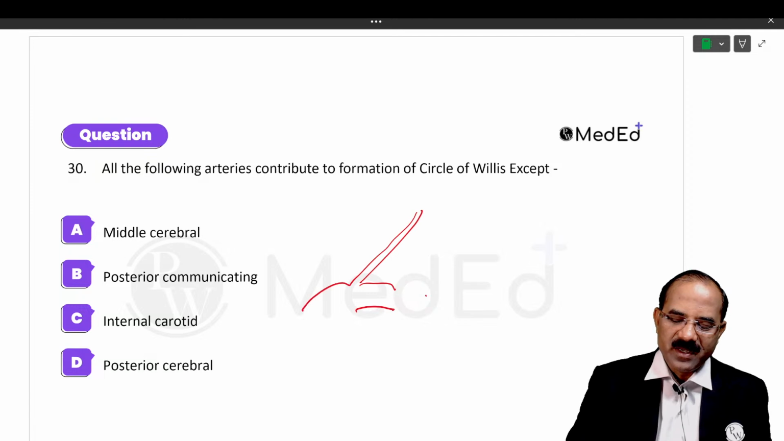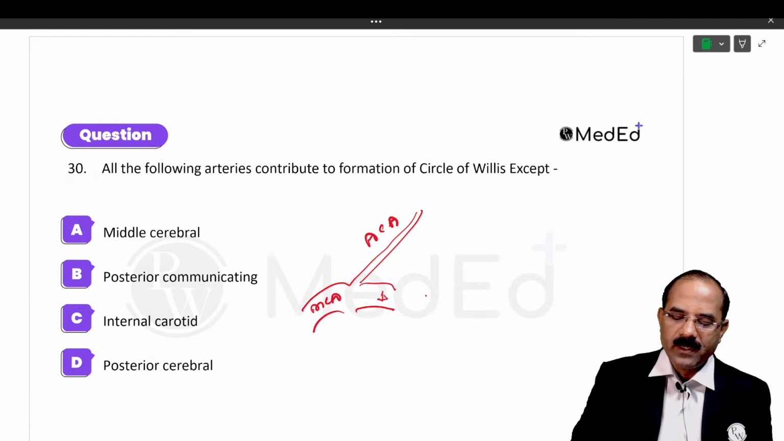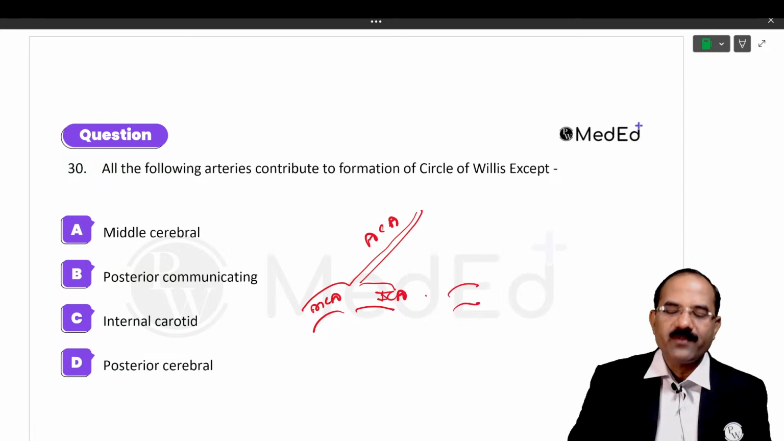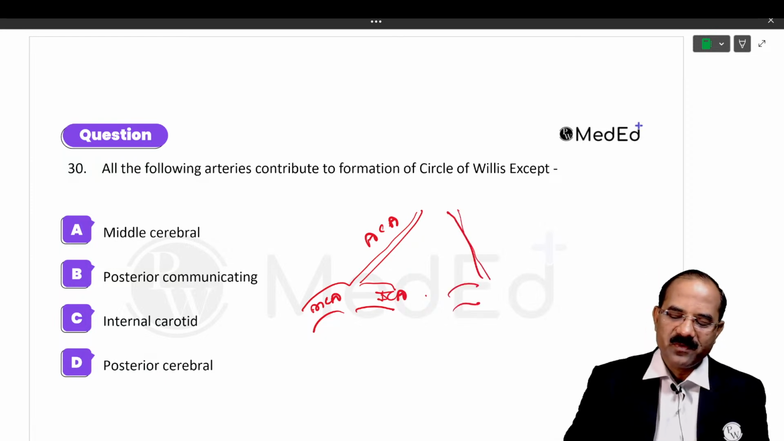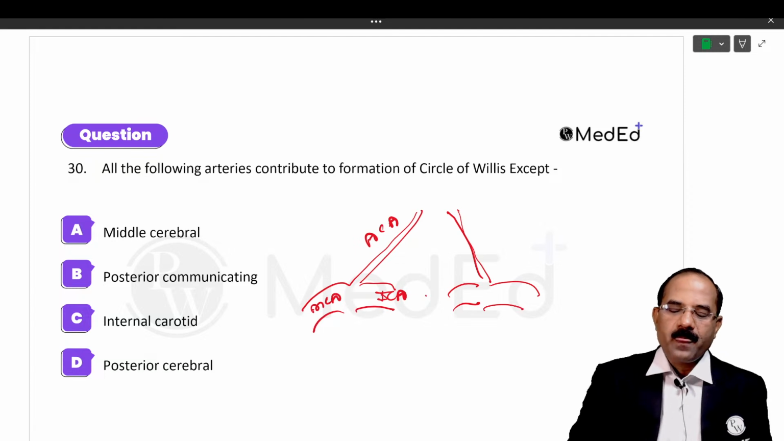ये है anterior cerebral, ये है middle cerebral, ये middle cerebral, ये anterior cerebral artery, ये internal carotid artery. Very good. Dikshant, that was very quick. Okay, अब ये बोल सकते हो बच्चों, ये कौन है?